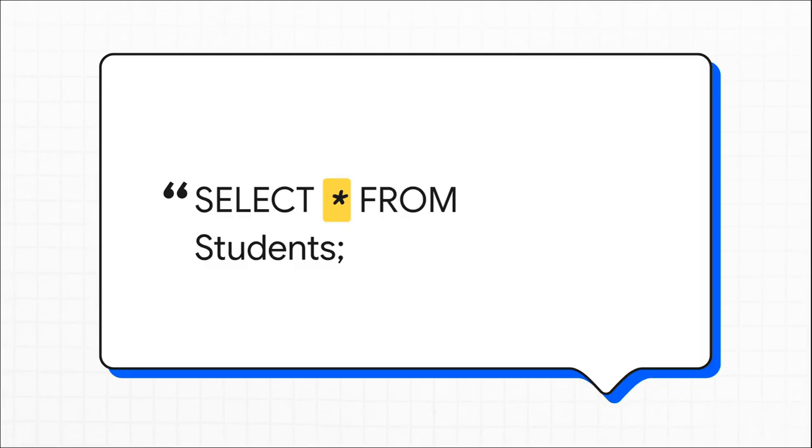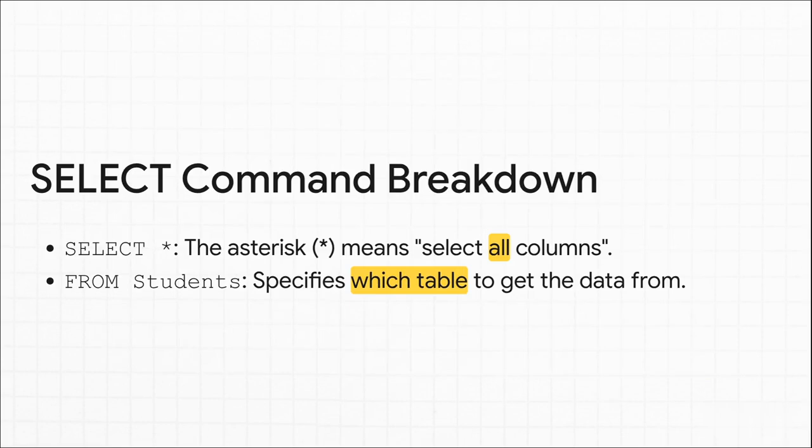This is a very common command. But what does that little star, that asterisk, actually do? Let's break it down. It's really simple. The select star part just means show me all the columns. So, the roll number, the name, the city, everything. And from students simply tells the database which table we're interested in. So, when you put it all together, it means show me all the data from the students table.